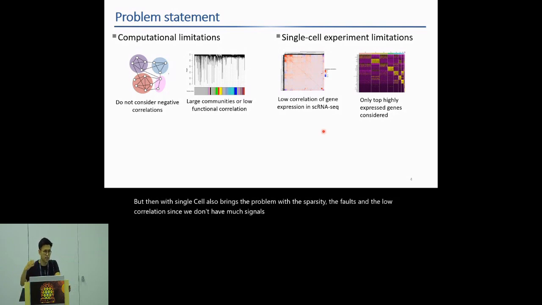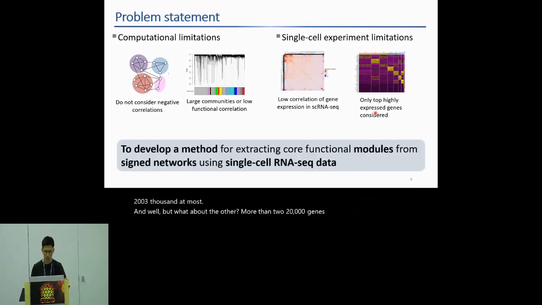So there are other layers of difficulty, and we cannot apply the previous methods used in microarray or bulk RNA-seq. There is a need for new methods. Some of the new methods actually focus on very few genes, like 500 genes, or top highly expressed genes, like 2000, 3000 at most. But what about the other more than 20,000 genes? We don't look at them.